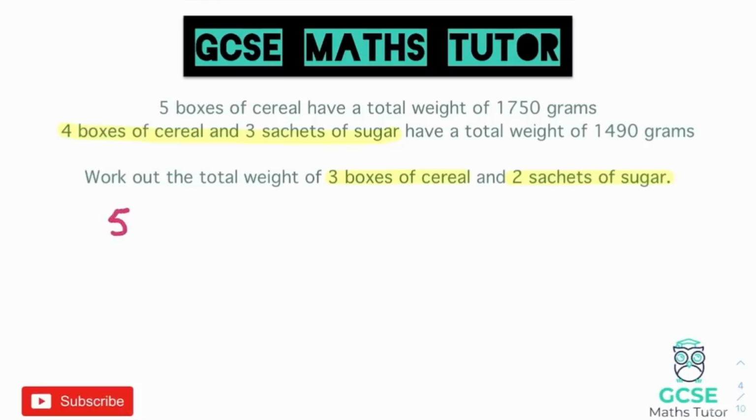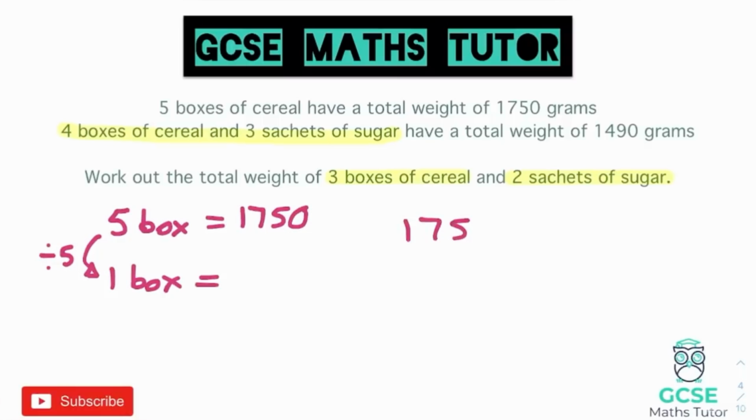So let's just have a think. We've got 5 boxes is equal to 1,750. So our first step to get the weight of one box would be to divide that by 5. So we will divide it by 5 and we'll do our working out to the side. So 1,750 divided by 5, well, 5 goes into 17 3 times, remainder 2 goes into 25 5 times, and then 0 at the end. So the weight of one box is going to be 350. Of course, this is in grams.